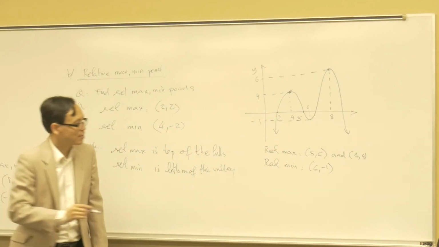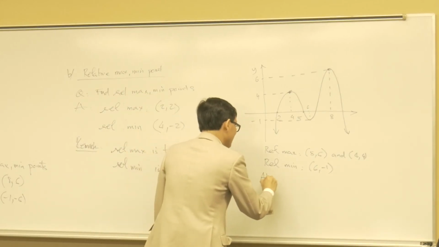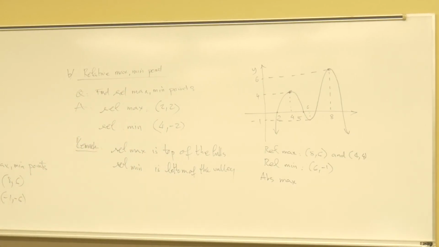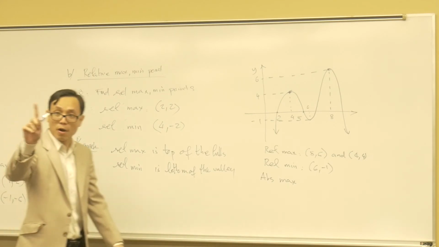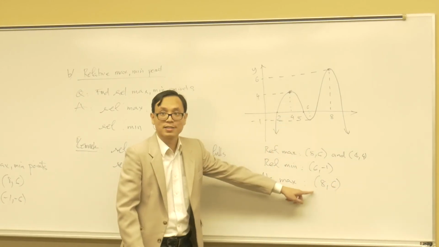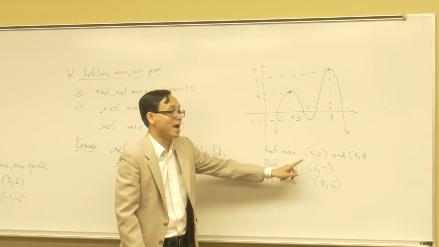Now I'm going to ask you, what is the absolute max? It's 8, 6. Everybody agree with that? Go back to our old definition of absolute. Absolute max is the highest point of the function. Which one is the highest one? 8, 6. So we have only one absolute max. And you see that in this case, the absolute max and a relative max are the same.